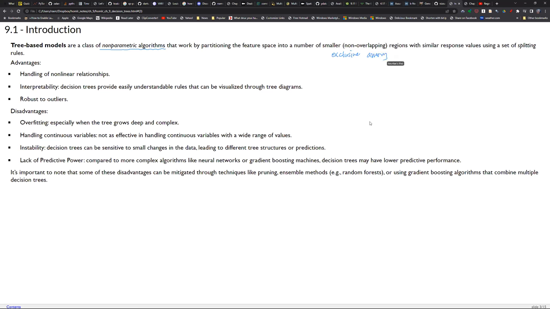The advantages of this algorithm are that it can handle non-linear relationships very well. And in the real world, we're going to see that most of the relationships that we encounter, between the response and the predictors or within the predictors, are usually nonlinear. In other words, we don't live in a linear world. Then the second one is interpretability. As you will see, decision trees provide very easily understandable rules that can be visualized through tree diagrams, and it is robust to outliers. There's another advantage also.